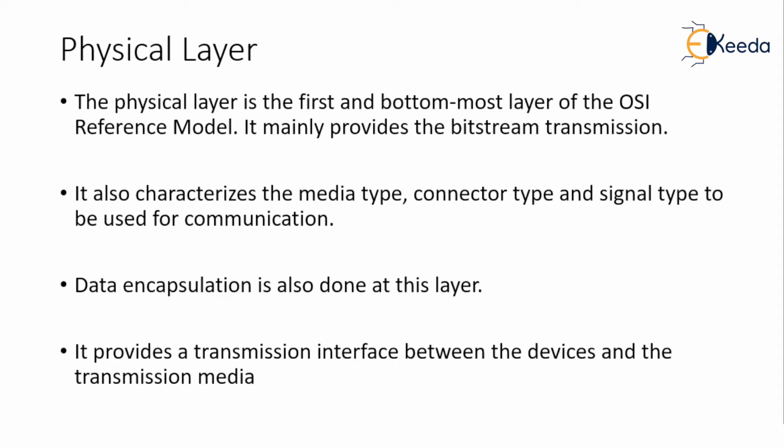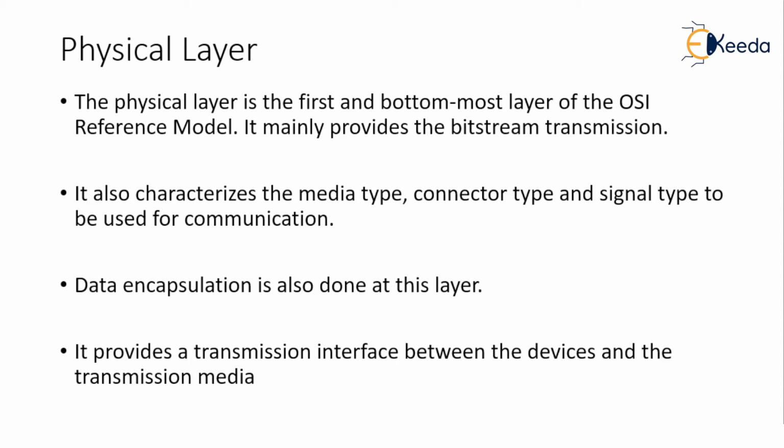Now we will see the layer-wise functionalities. Physical layer. This is the first and the bottommost layer of the OSI reference model. It mainly provides the bit stream transmission. It also characterizes the media type, connector type, and the signal type to be used for the communication. Basically here, the raw data in the form of bits is converted into signals and exchanged over this layer.